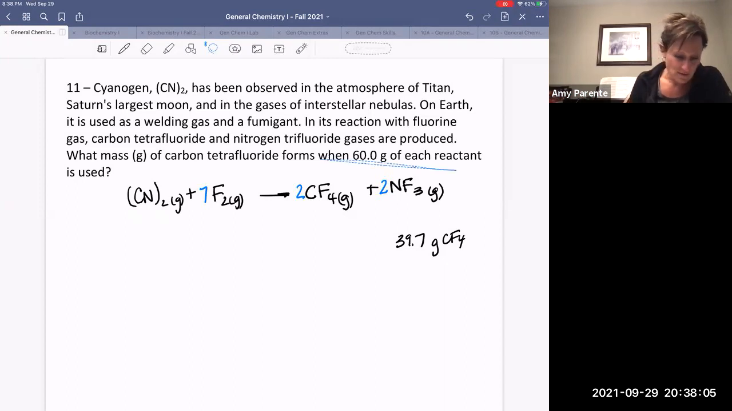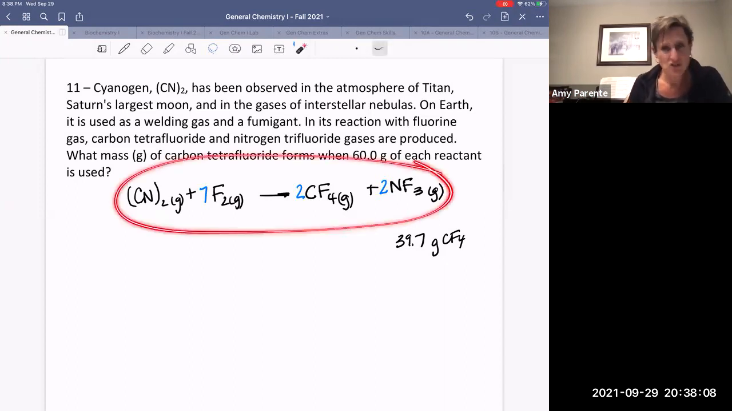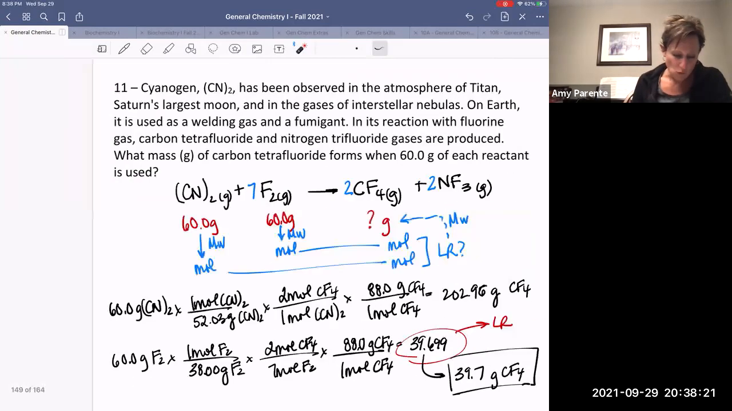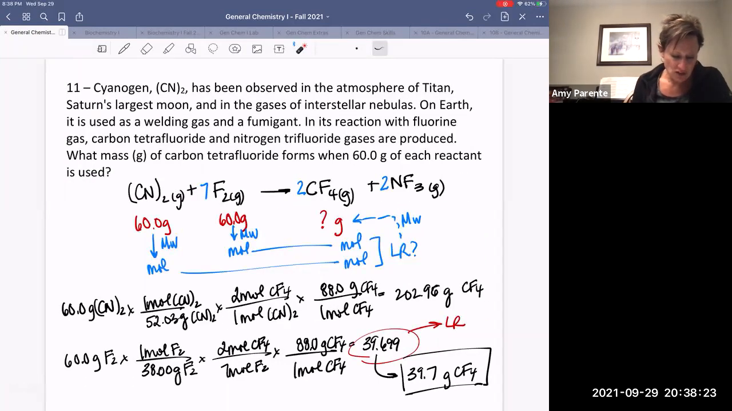We always have to start with a balanced chemical equation. What's challenging with this problem is that the first thing we needed to do was take words and make chemical formulas, then put those formulas together in an equation, and then balance the chemical equation. When we have that, I always like to put the information provided in the problem underneath the corresponding species in my balanced chemical equation. So it tells me I've got 60 grams of each of my reactants.